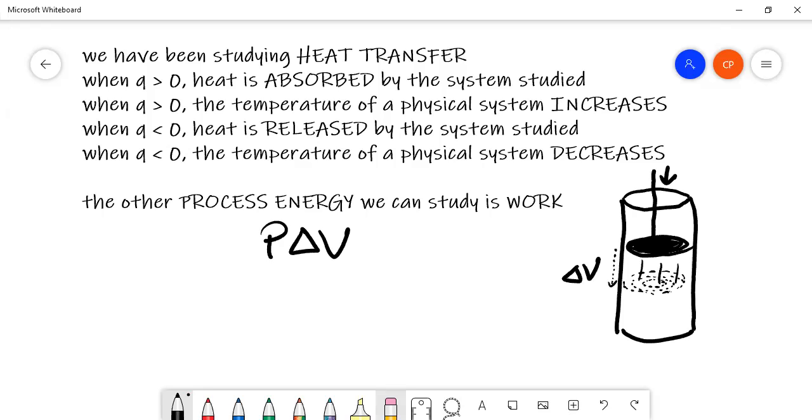Now, for the sake of my signs, I do one thing in addition. So I put a negative sign out in front of that. Work is equal to the negative of the external pressure applied to a gas system times the change in volume of that gas system. Now, why do I apply that sign?